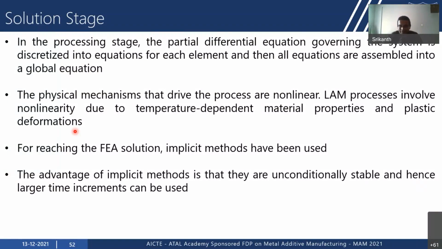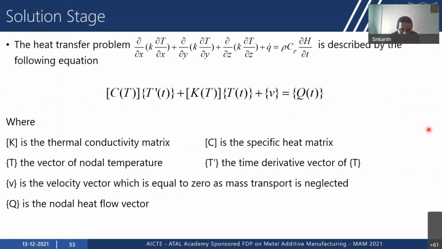Now we know that the LAM processes are highly nonlinear in nature because of the temperature dependent variation of properties as well as plastic deformation. So due to the nonlinearity, the complexity of simulations increases. The transient thermal analysis is represented by this global system of equations when you're solving it using the numerical method, where K is the thermal conductivity matrix, C is the specific heat matrix, T is the vector of nodal temperature, T prime is the time derivative of T, V is the velocity vector, and this is 0 when there's no mass transport, and Q is the nodal heat flow vector.